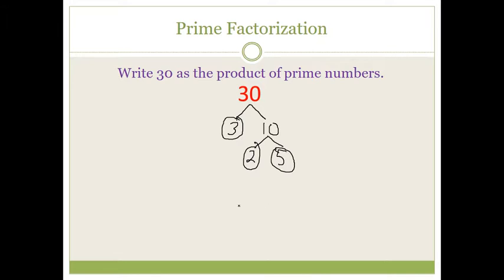We can't break them down anymore, so we say that our prime factorization of 30 is 2 times 3 times 5. We write them in order just to be nice, right? But technically, if they were switched, it would still be the same answer, as long as I have all the prime factors listed there, multiplied together.